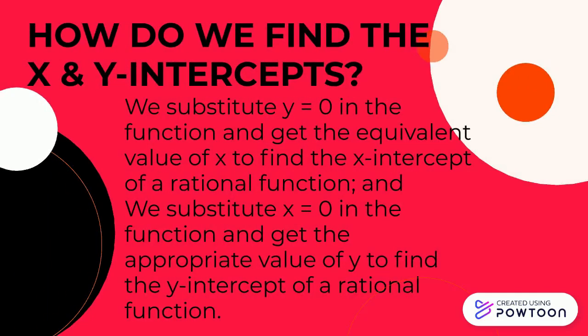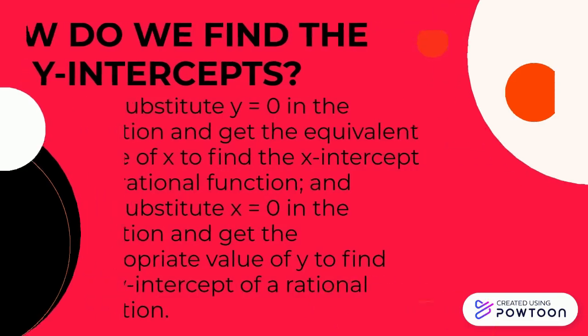How do we find the x and y intercepts? We substitute y = 0 in the function and get the equivalent value of x to find the x-intercept of a rational function, and we substitute x = 0 in the function and get the appropriate value of y to find the y-intercept of a rational function. When solving for the x-intercept, it is important to note to exclude the denominator, while for the y-intercept, we will be using the whole equation.